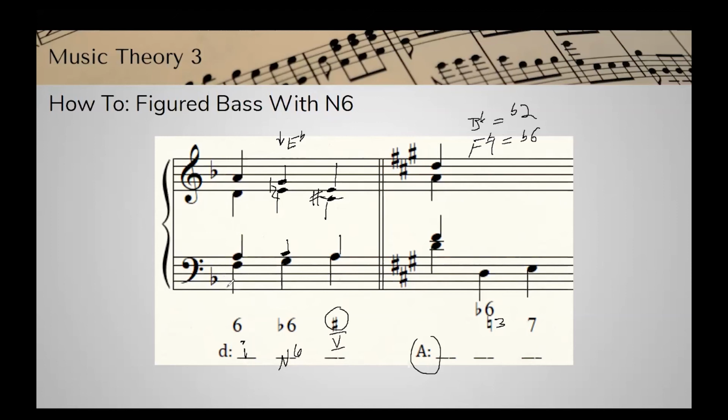Now one way, of course, was to use it as an upper neighbor. And so it would be an upper neighbor to the 5th scale degree, which would be E, but the problem is that doesn't exist in this chord. Okay, so we need a different way to introduce it.